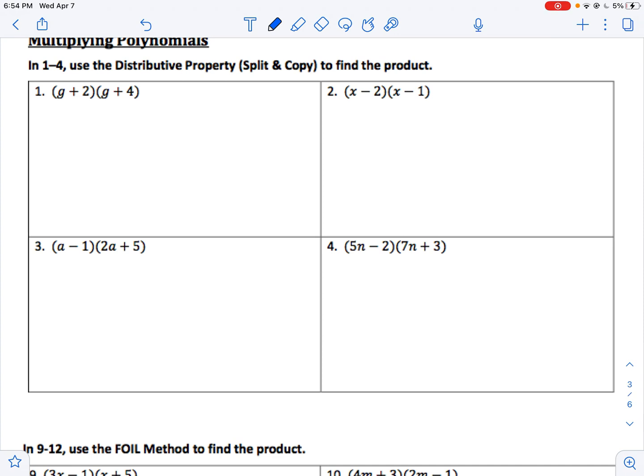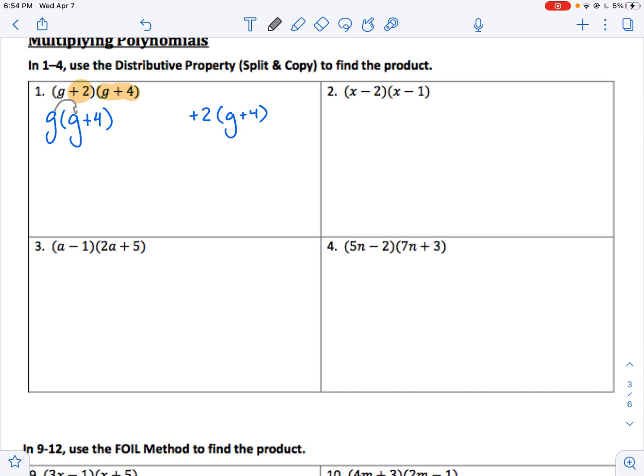And how I'm going to organize that is I'll write this as g times g plus 4. So g times g plus 4. And then I'm going to do plus 2 times g plus 4. So positive 2 times g plus 4. And what that allows me to do is organize my multiplication a little more carefully. It avoids some of the issues of potentially forgetting to do a step of double distribution.